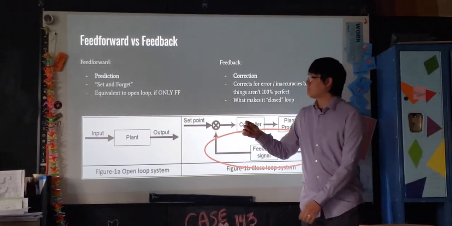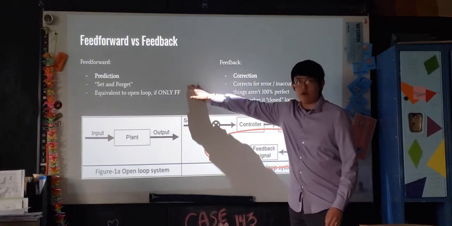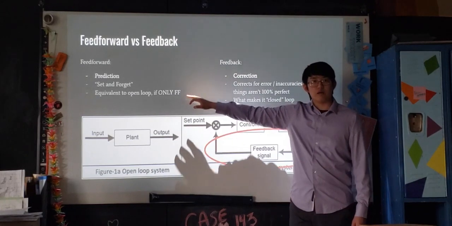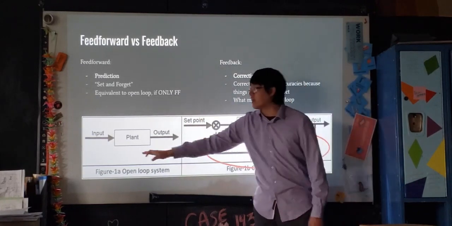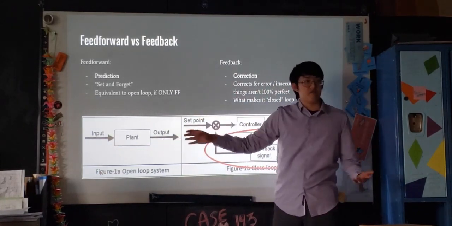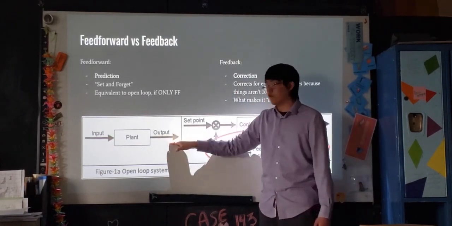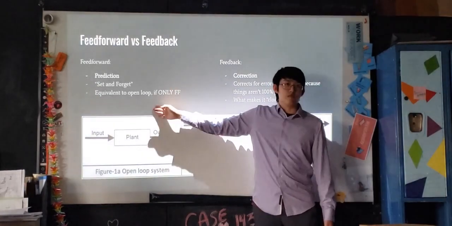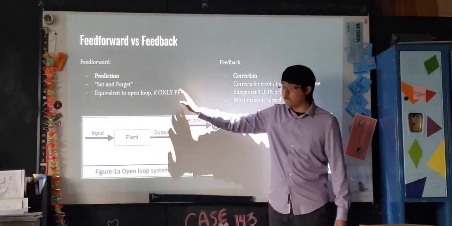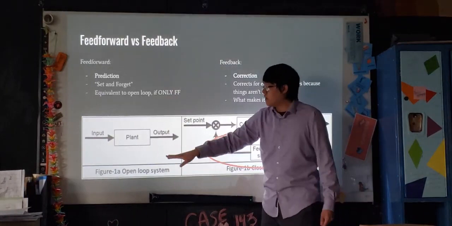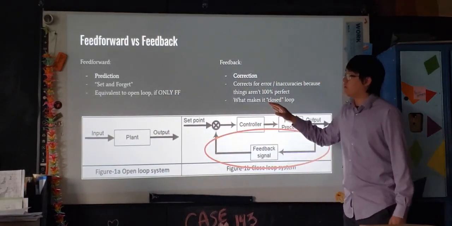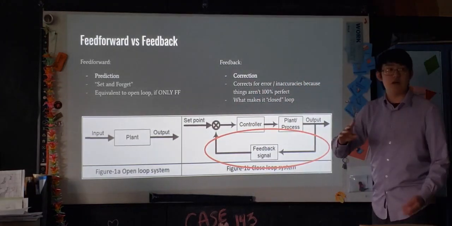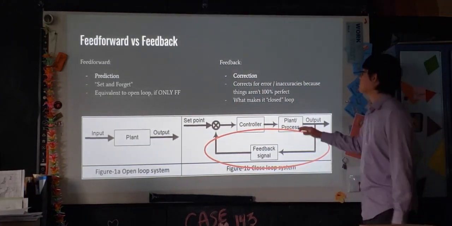Now, if you just had feed forward, where you give it an input of the set point that you want, like 5 meters per second, and it will output a voltage, this would be the equivalent of open loop control, if you only have feed forward right here. Now, that explanation was a little confusing. I know, I'm sorry about that. I will go into more detail in future slides.